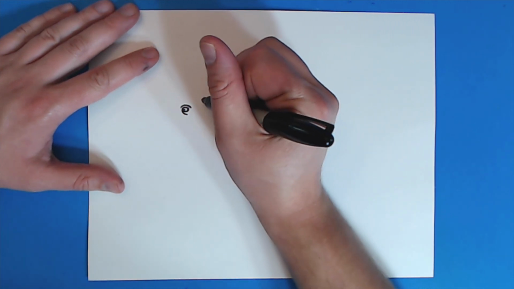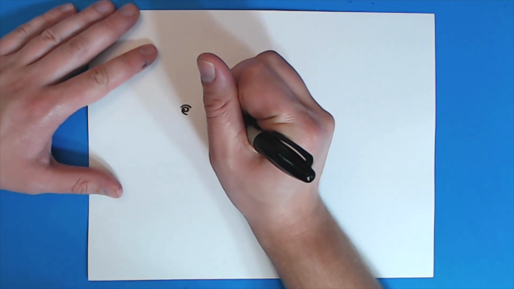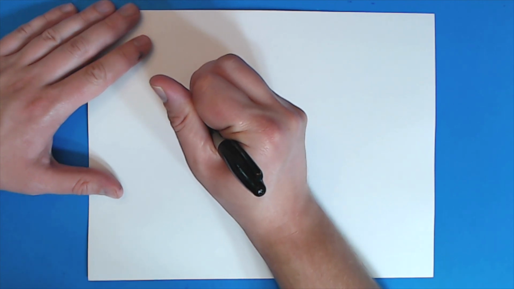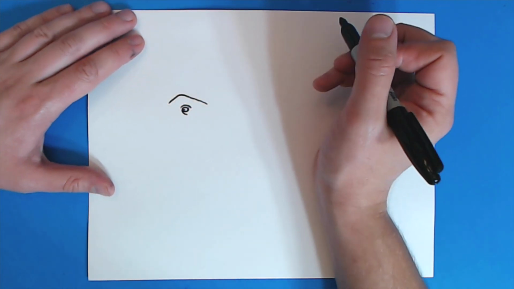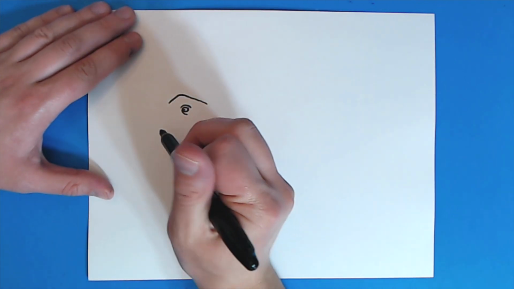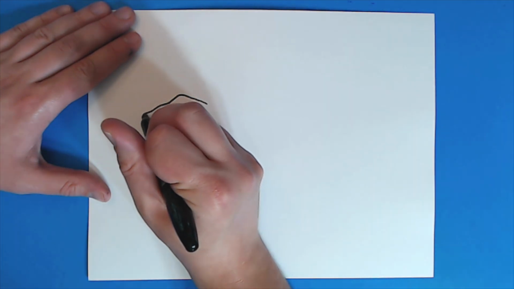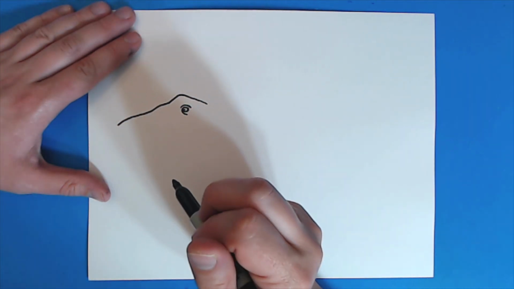Now, let's draw the shape of the head. So to start off, starting back here behind the eye, I'm going to draw a line that kind of curves up and then just kind of slowly comes down like that. Then I'm going to make this line kind of bumpy, and I'm going to end it right about there.